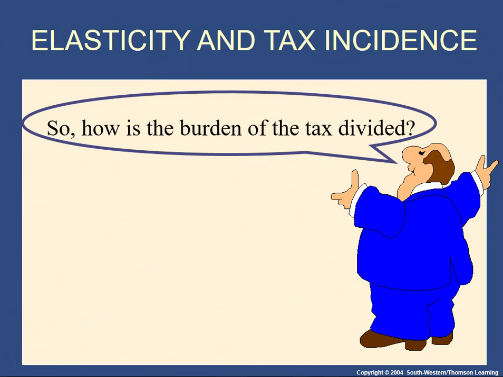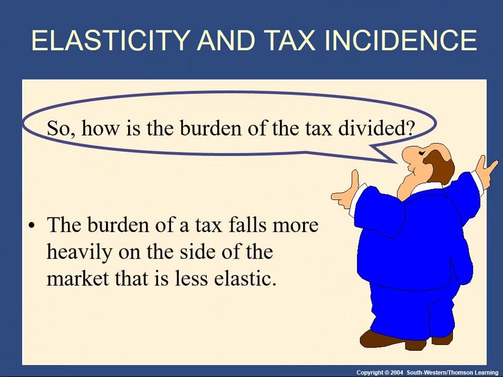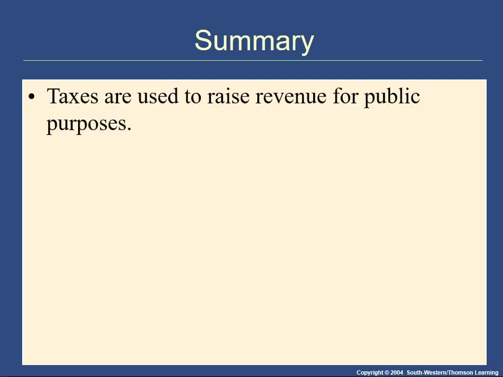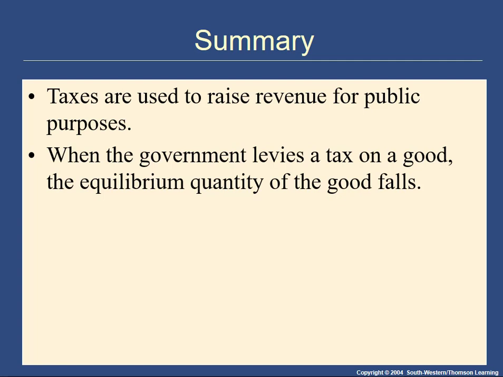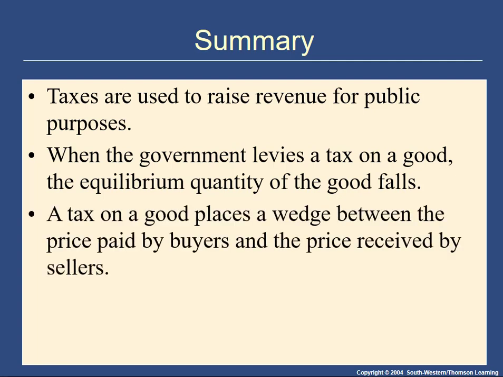So in summary, how is the burden of the tax divided? Well, the burden of the tax falls more heavily on the side of the market that is less elastic, so less flexible. And our summary basically is that taxes, we know, are used to raise revenue for public purposes. The government levies taxes on goods, and the equilibrium quantity of the good exchanged in the market is going to go down because of that. A tax on the good places a wedge between the price paid by buyers and the price received by sellers.